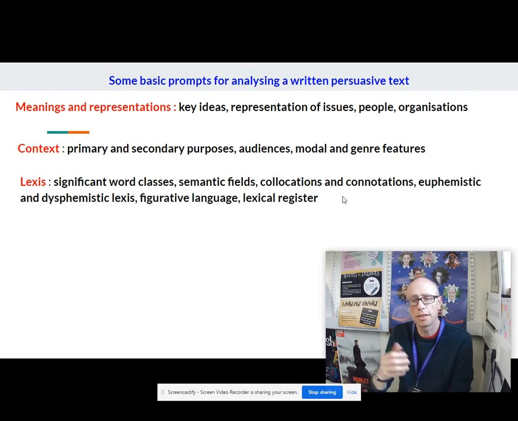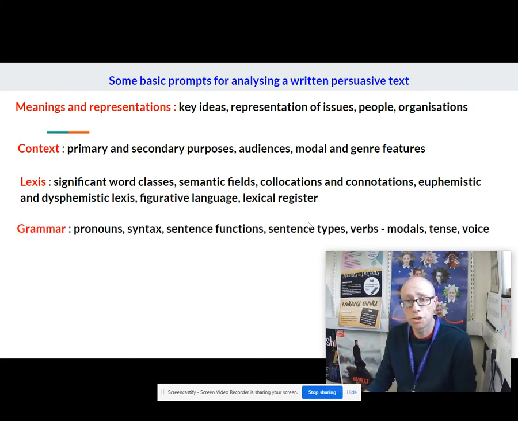And then finally on lexis, think about the levels of formality as well. So is the level of formality high, mid-range or low? Is it inconsistent? And as I said on the previous video, that's a good place for you to be applying Goffman's levels of formality.